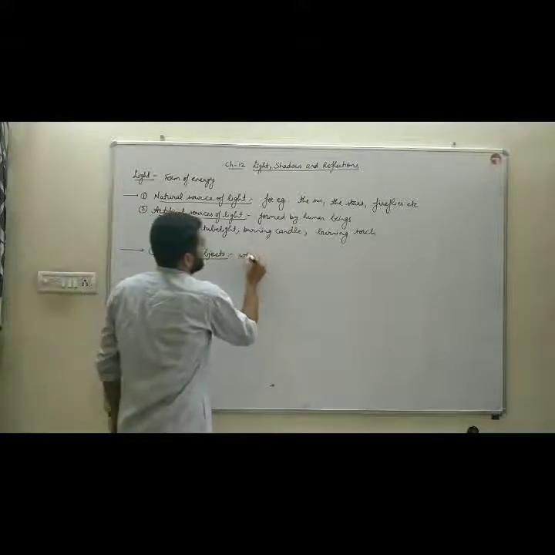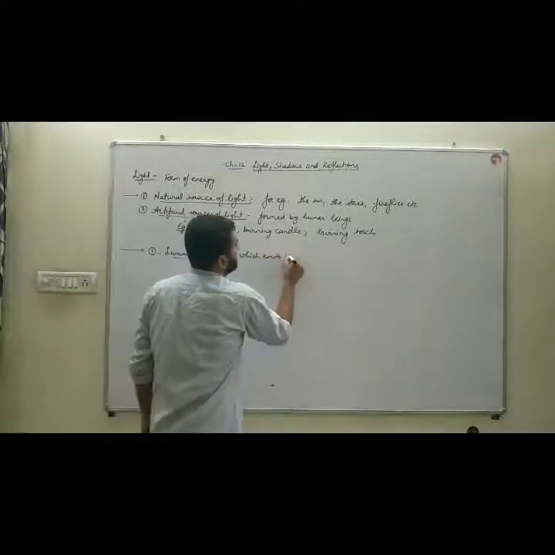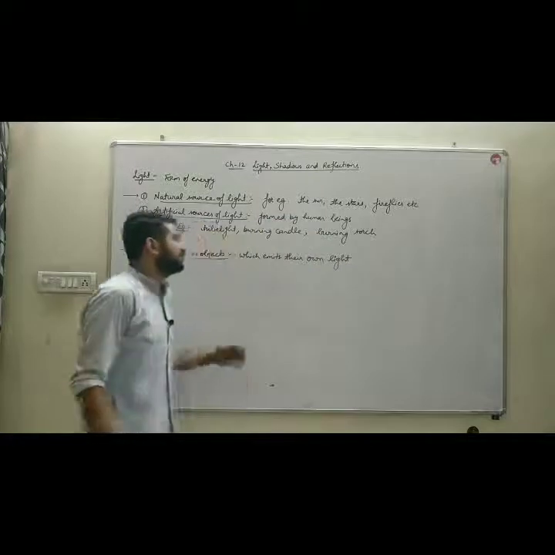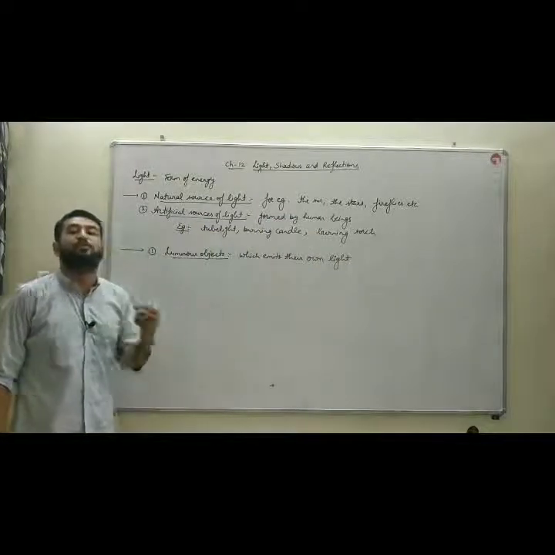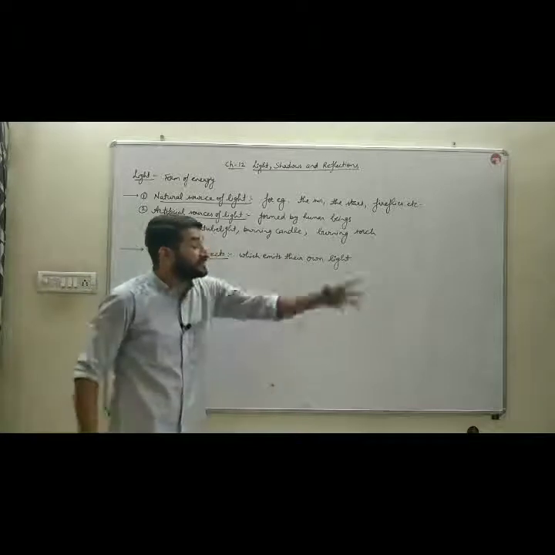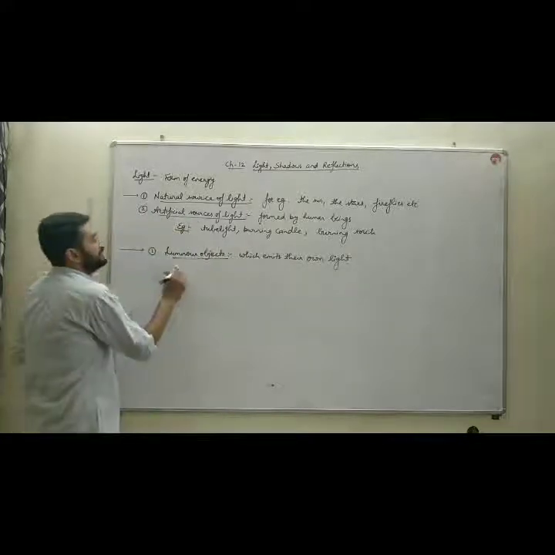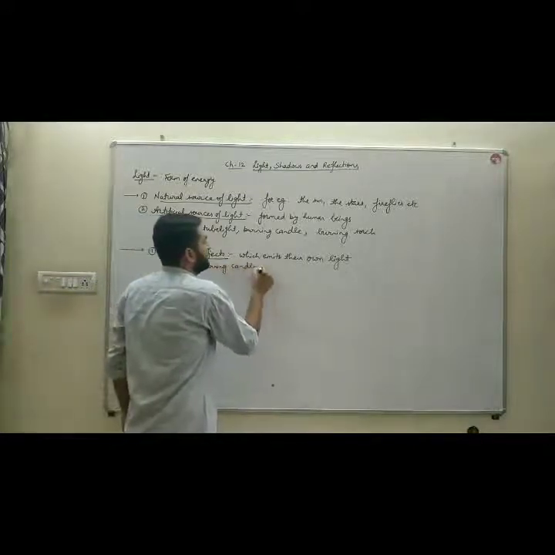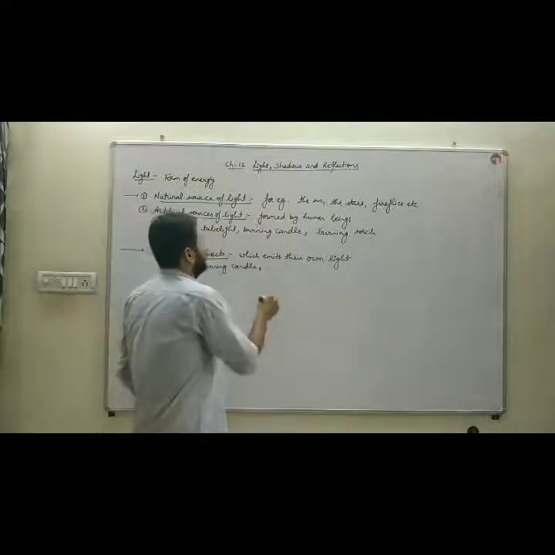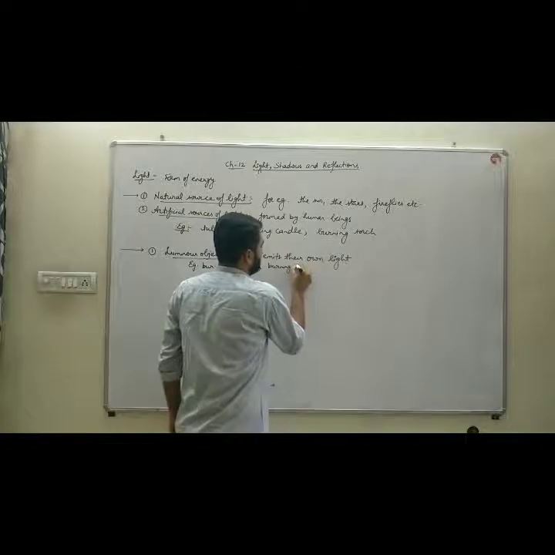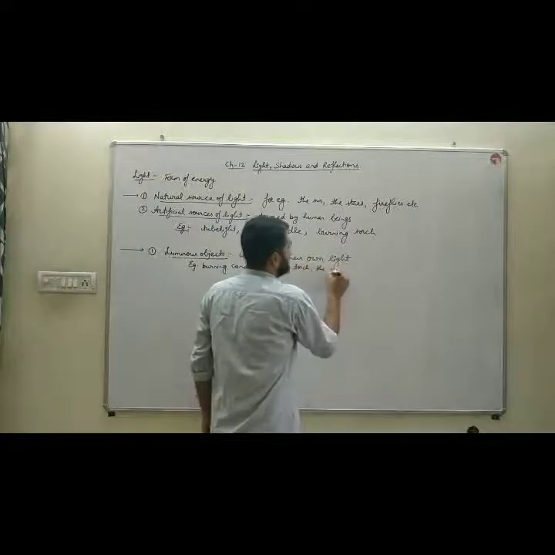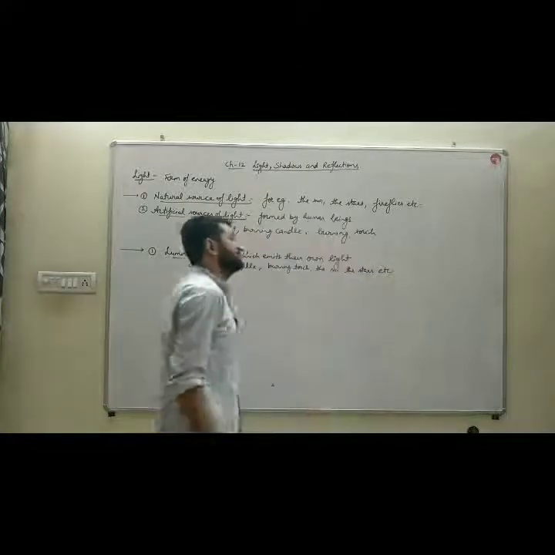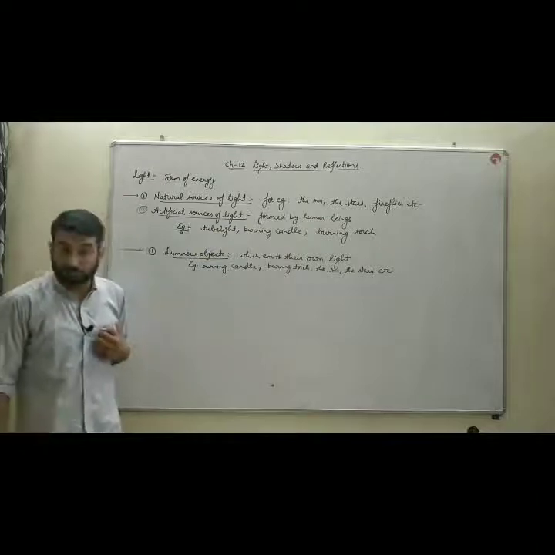The objects which release their own light are known as luminous sources or luminous objects. The sources of light which emit their own light are known as luminous objects. For example, burning candle. Burning candle gives the light of its own. Burning torch. The sun. The stars. These are luminous sources of energy. They give light of their own.